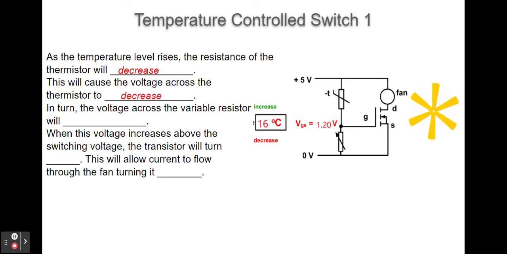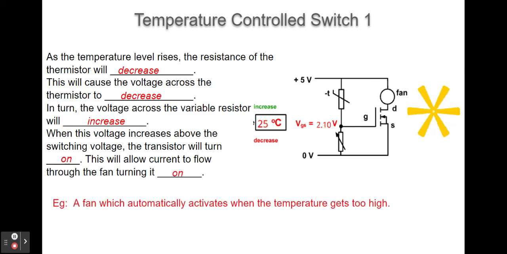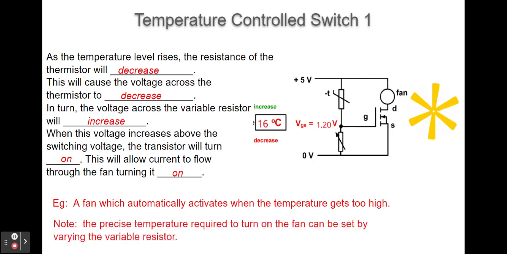But because it's a potential divider, the total voltage between the two is still going to have to add up to the supply voltage, so the voltage across the variable resistor is going to increase. And when that voltage increases above the switching voltage, it's a MOSFET transistor here, so about 2 volts, that's going to turn the transistor on, and in this case, turn on the motor that drives the fan. So this might be a fan which comes on automatically when the temperature gets too high. Again, we could set the precise temperature that we want the fan to turn on at by varying the variable resistor.